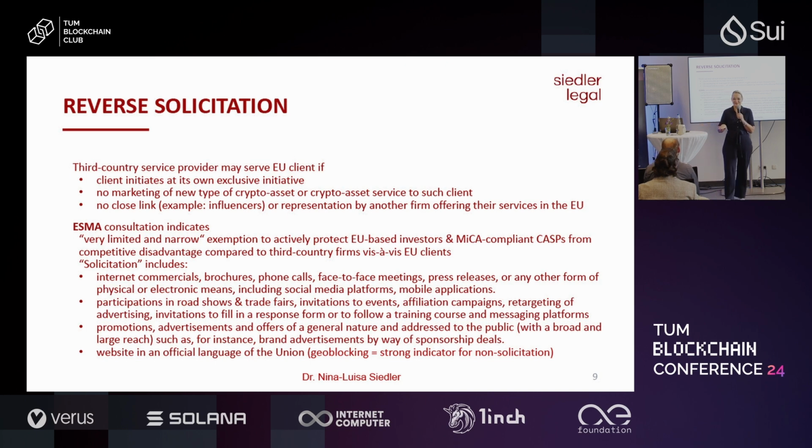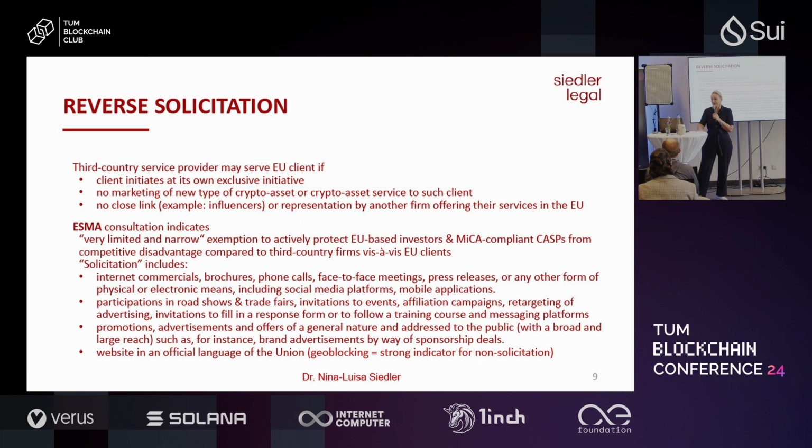Having said that, reverse solicitation means that the buyer of a crypto asset needs to go to the seller and approach the seller, right? So that is reverse solicitation. And that is typically fine, right? You can sell if you are approached by a European citizen from abroad. If you, as a non-EU issuer, are approached by an EU citizen, you are permitted to sell that EU citizen your token.